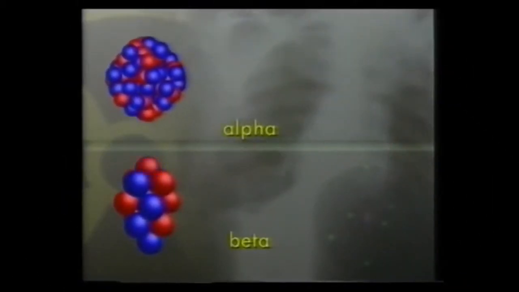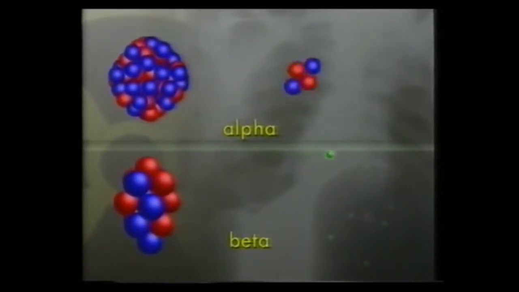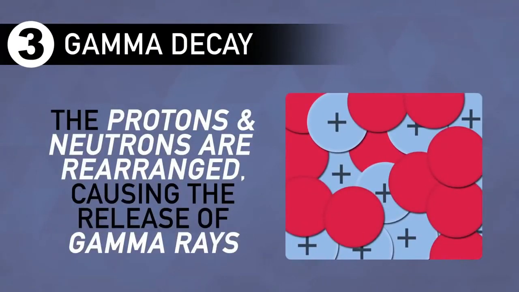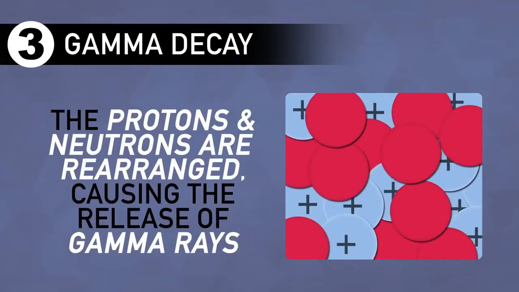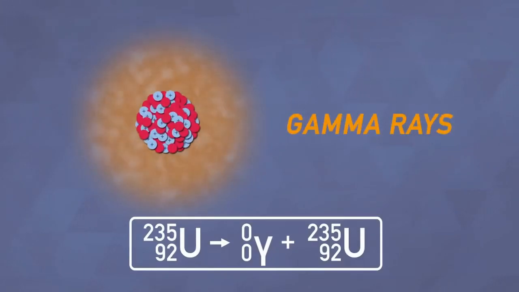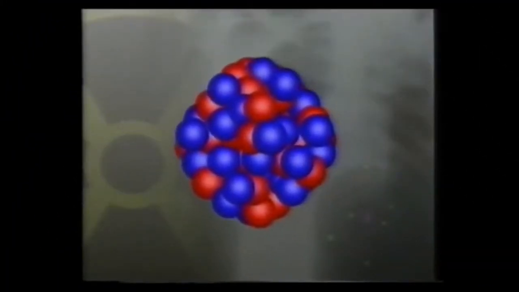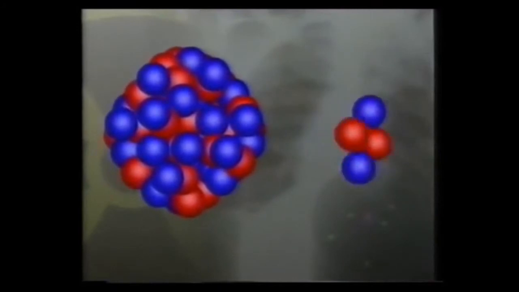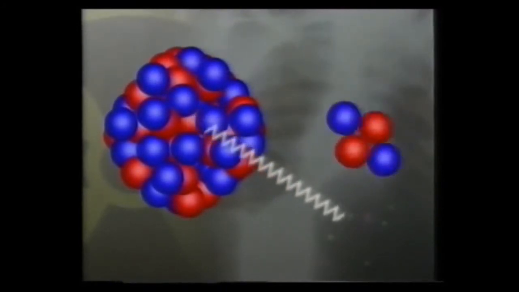Comparing the 2 types of emission, the alpha particle is much larger than the beta particle. Alpha is stopped easily, beta travels further. Finally, gamma decay occurs when the nucleus rearranges. The protons and neutrons find a more stable configuration. The atomic number and the mass number don't change. Often when an atom loses alpha or beta particles, it's still unstable. It can lose more energy in the form of electromagnetic radiation.